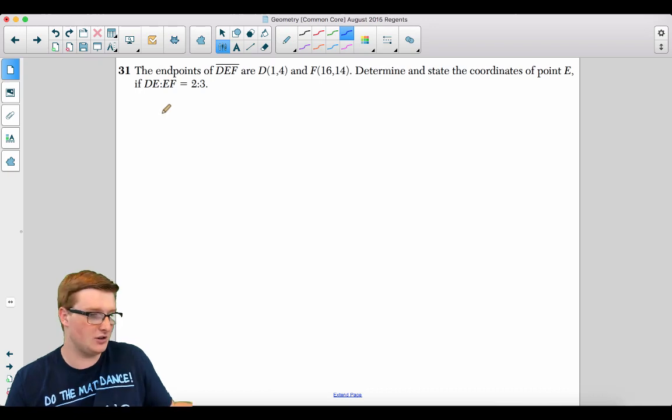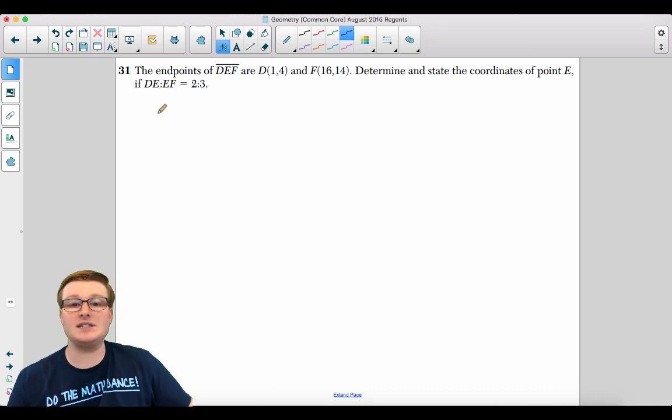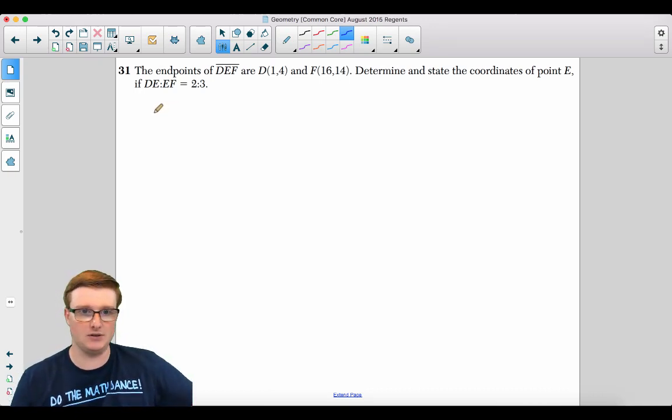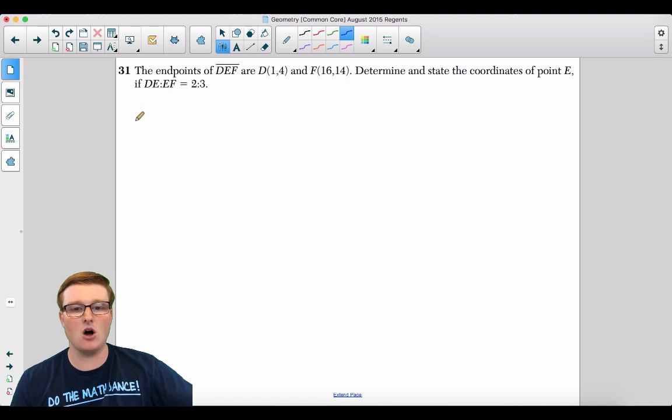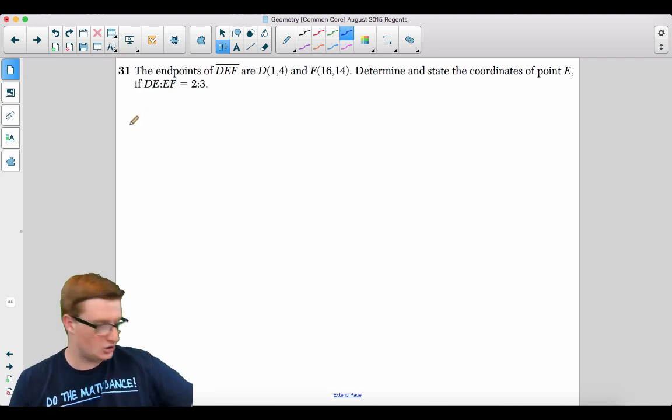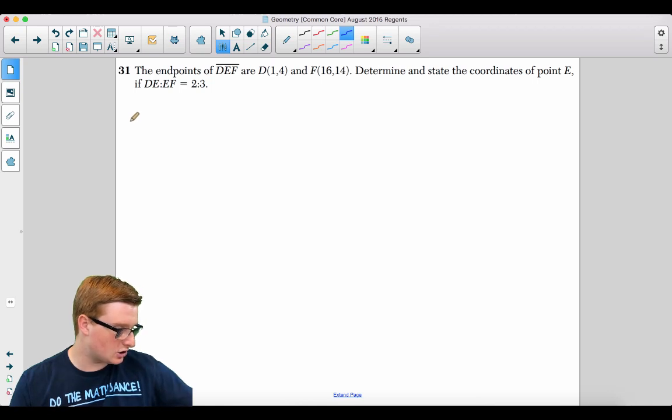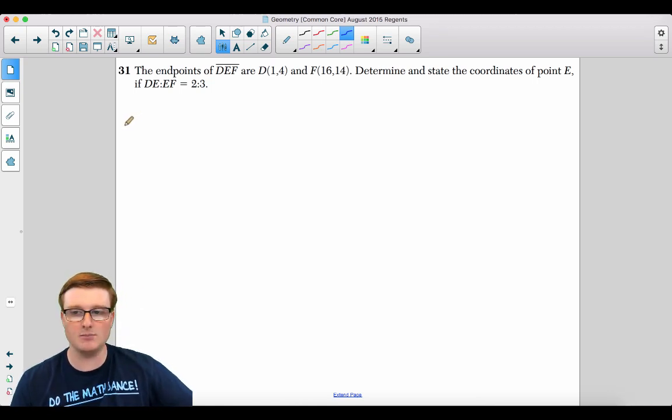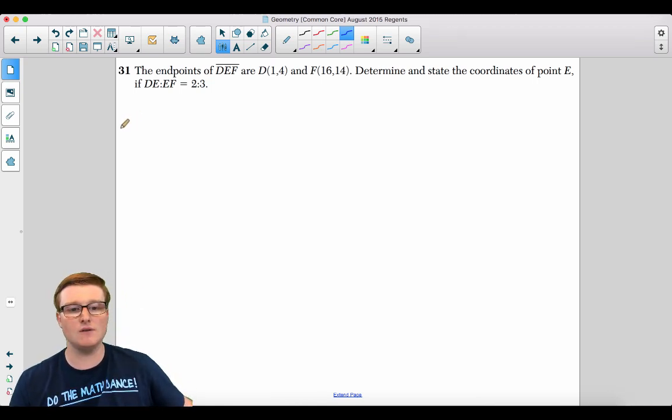All right, moving on to question 31. Now, teachers teach this type of question differently. I teach it very differently. Number 31 says the endpoints of line DEF are D(1,4) and F(16,14). Determine and state the coordinates of point E if the ratio of DE to EF is 2 to 3.